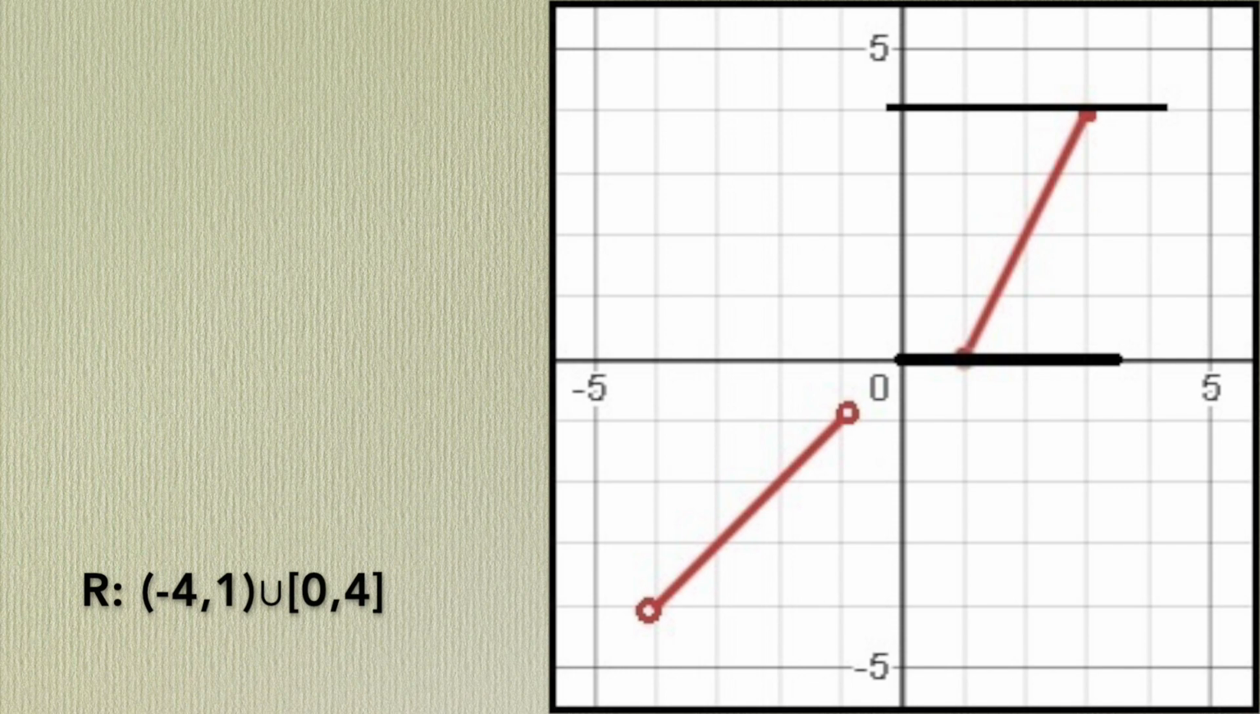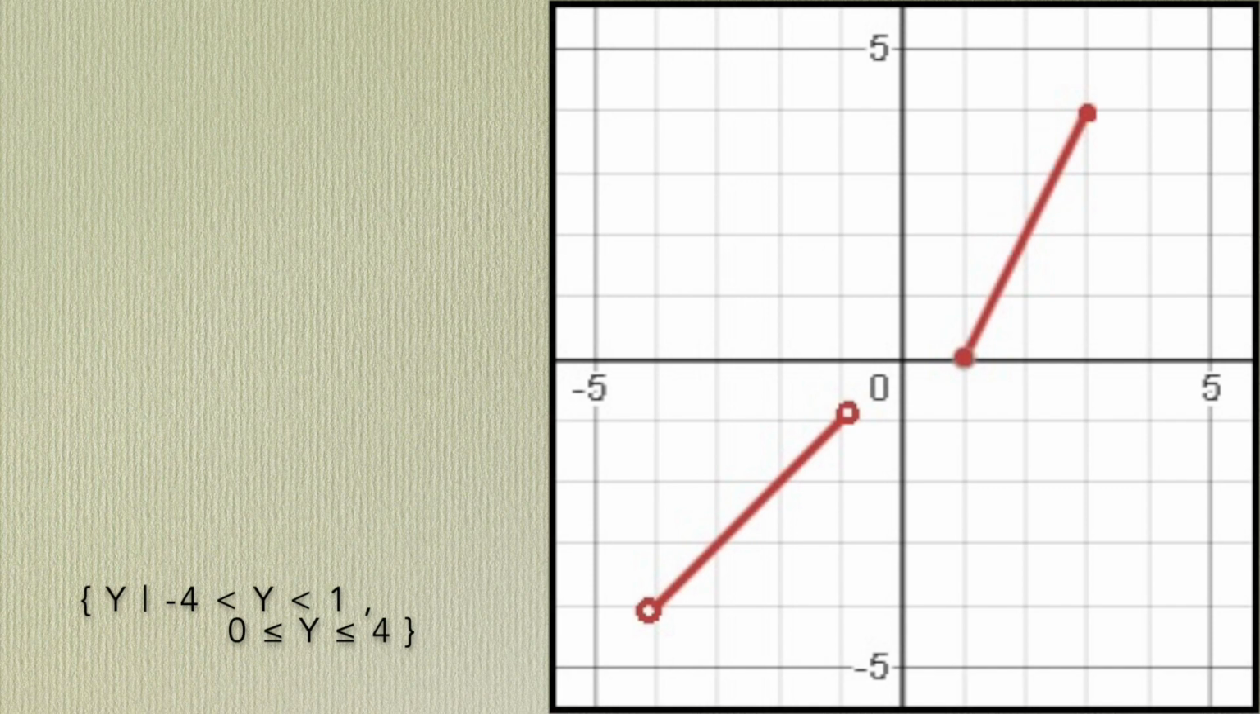And there's my range. My range in set notation is going to be brace y such that -4 is less than y is less than 1, 0 is less than or equal to y is less than or equal to 4.